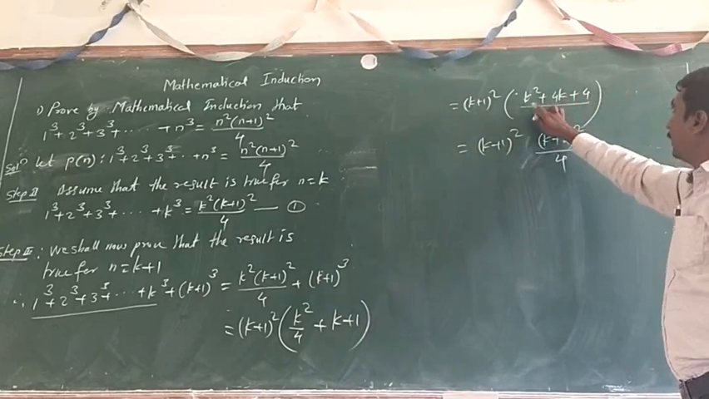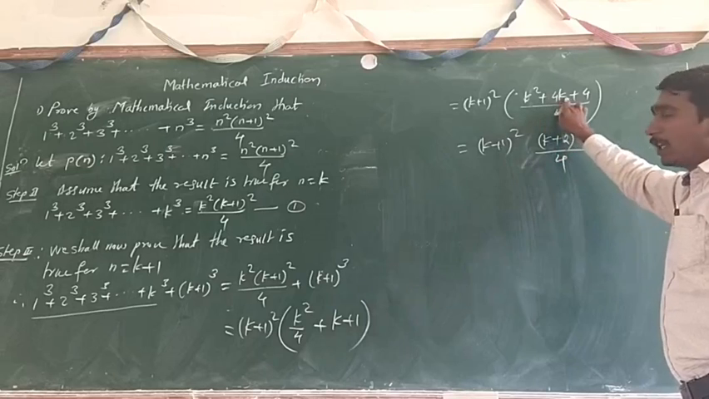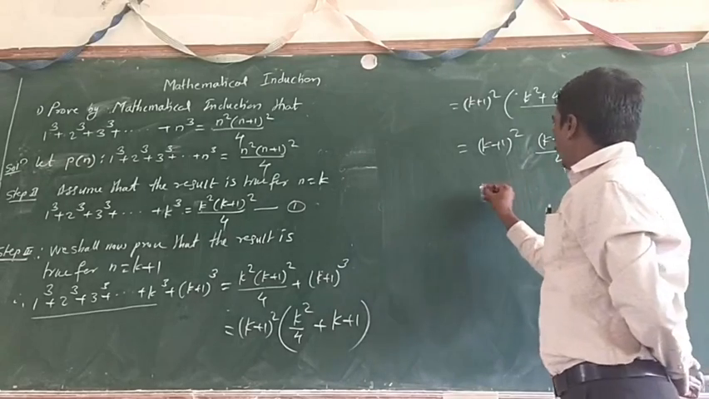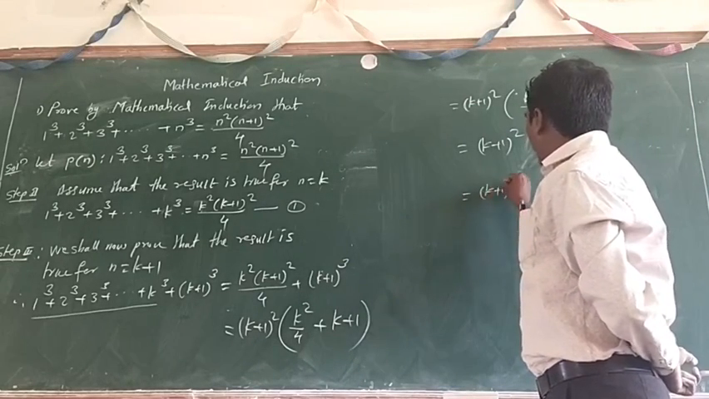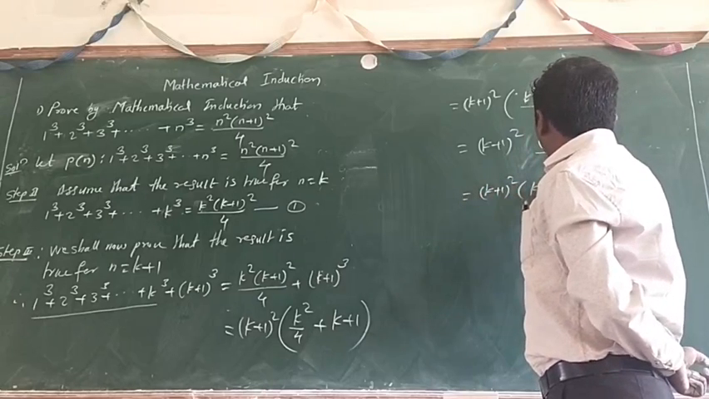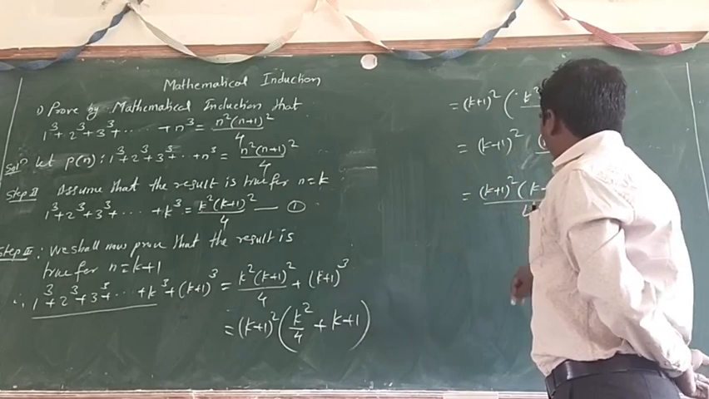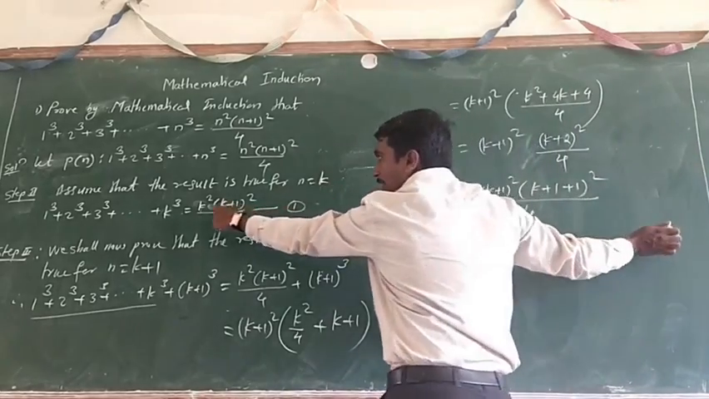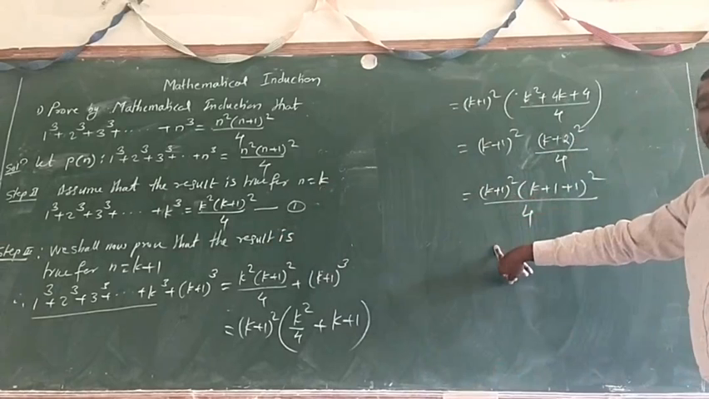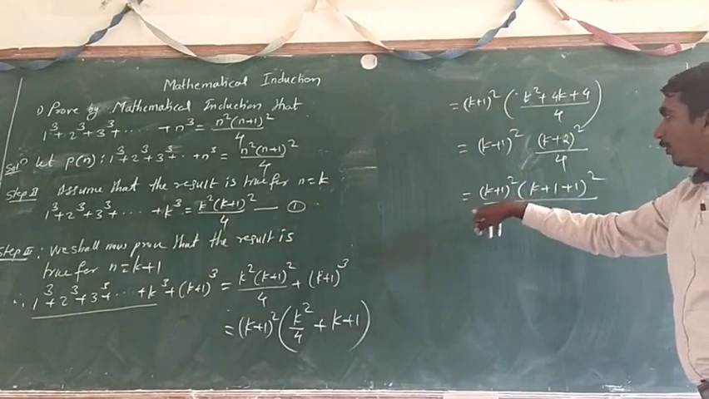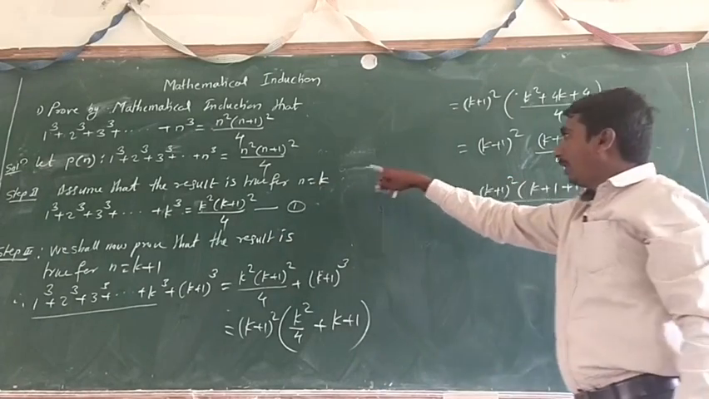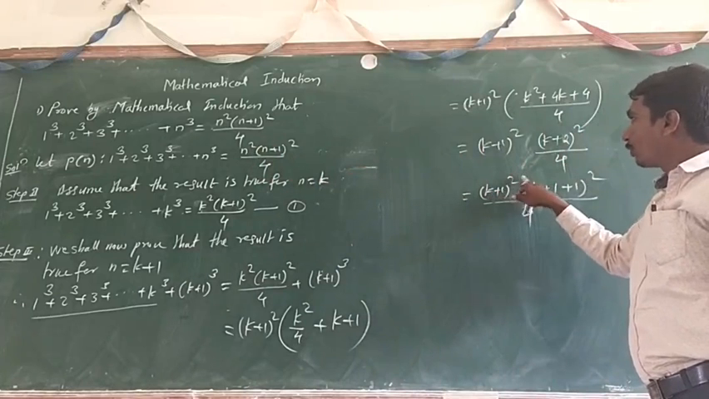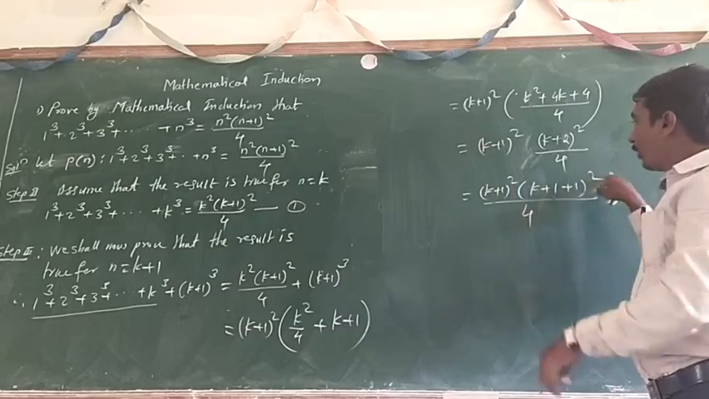The numerator is a perfect square: k square plus 2 twos are 4k, that is, a plus b whole square; we know that a square plus 2ab plus b square. So (k plus 2) square by 4. Or we can write it as (k plus 1) square, (k plus 1 plus 1) square by 4. Check this one. Whenever the result is true for n equal to k, k square (k plus 1) square by 4, we prove that the result is true for n equal to k plus 1, like (k plus 1) square ((k plus 1) plus 1) square by 4.